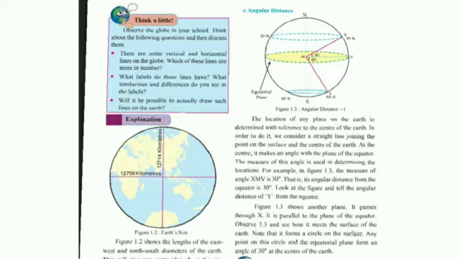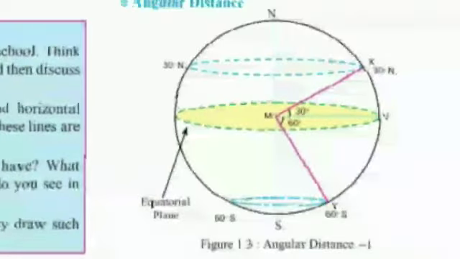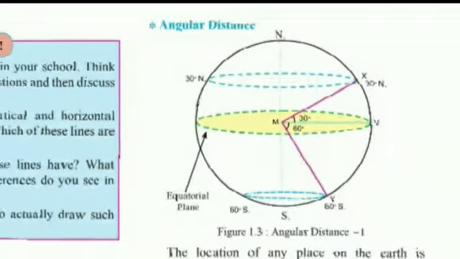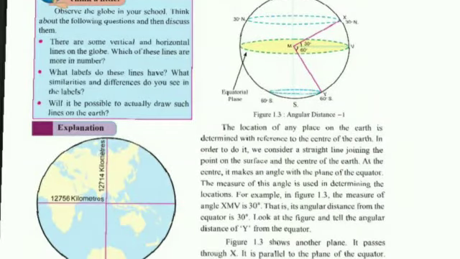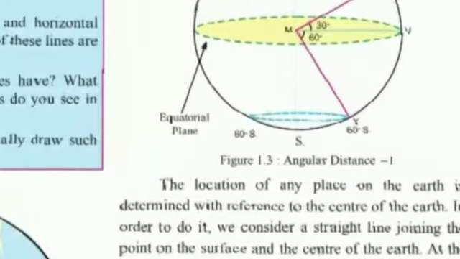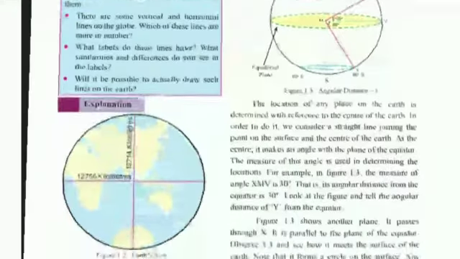Now, angle XMV we can see in the diagram. You can see angle X, angle M and angle V. So this angle XMV is 30 degrees. That is, the angular distance from the equator is 30. The equator plane, point M. So from that equator point to the line XMV there is a 30 degree angle.